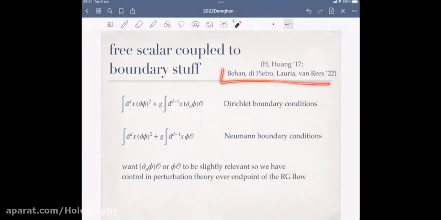I want to talk about this work here, highlight this work, because I thought it's really another really nice example of a boundary conformal field theory where maybe you have some control and can do stuff and maybe even learn about strongly coupled physics. So let me show you how that works.